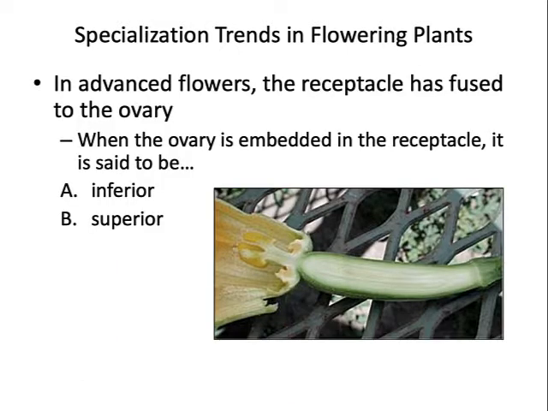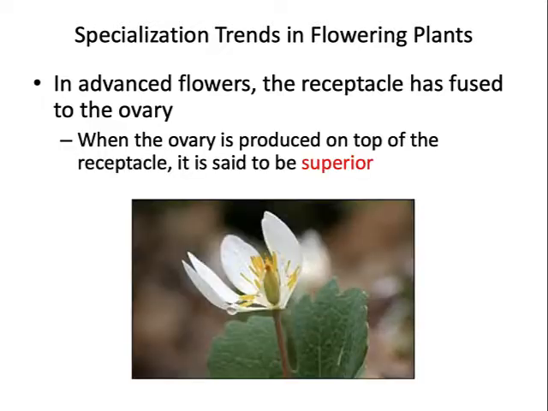In advanced flowers, the receptacle is typically fused to the ovary. As a review, when the ovary is embedded in the receptacle, it is said to be which of the following, inferior or superior? What do you think? The best answer is inferior, because it is embedded and surrounded by the receptacle so that it appears as if it is below the other parts of our flower. On the other hand, when the ovary is produced on top of the receptacle, it is said to be superior.